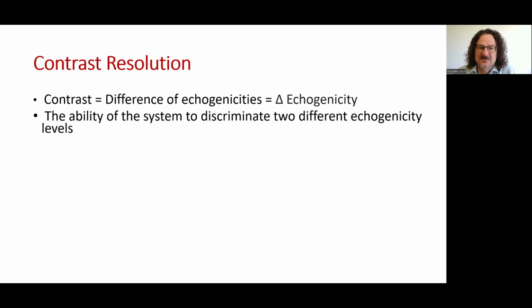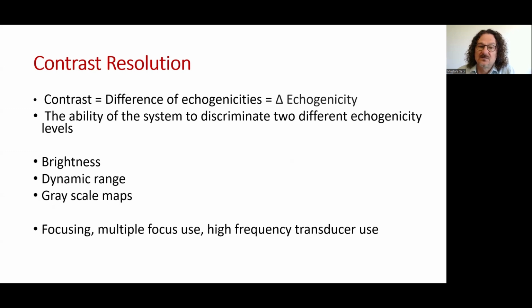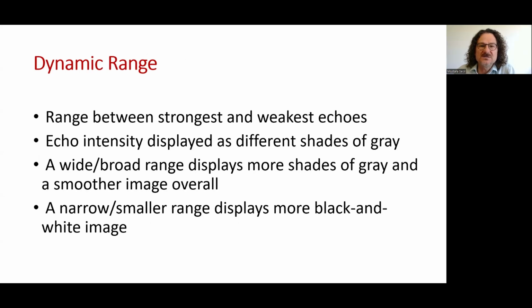The second parameter is the contrast resolution. Contrast means the differences of echogenicities or delta echogenicity, which means the ability of the system to discriminate 2 different echogenicity levels, and is affected by brightness, dynamic range, grayscale maps, focusing, the number of focus used, and high frequency transducer use. Dynamic range is the range between the strongest and weakest echoes. Echo intensity is displayed as different shades of gray. A wide range displays more shades of gray and a smoother image overall. A narrow or small range displays more black and white image.